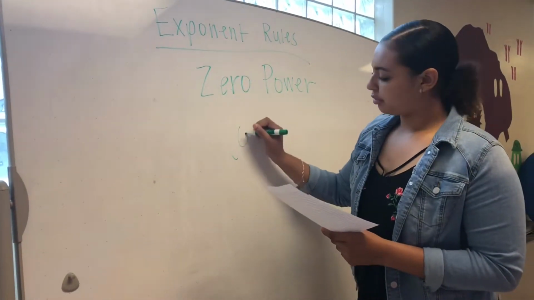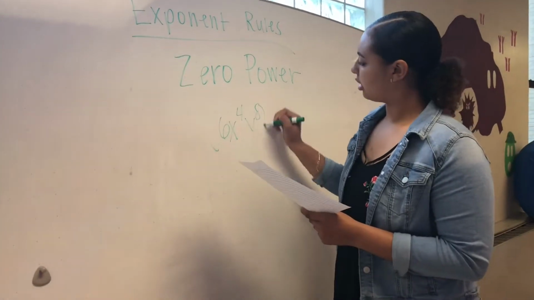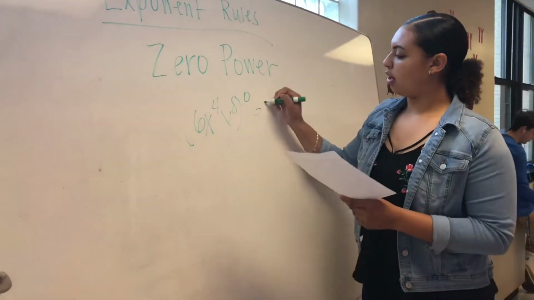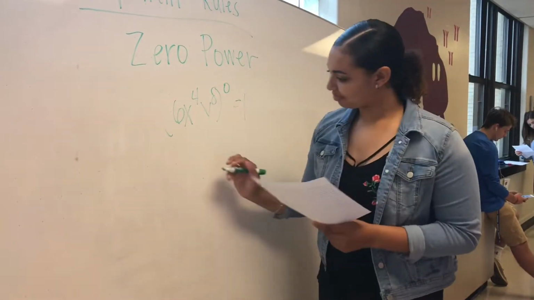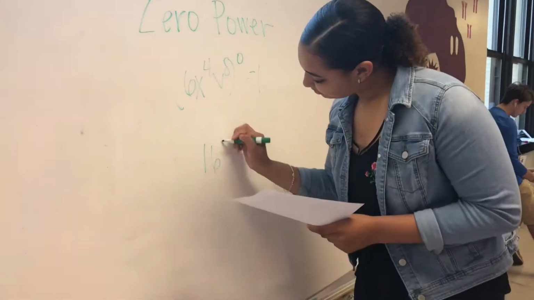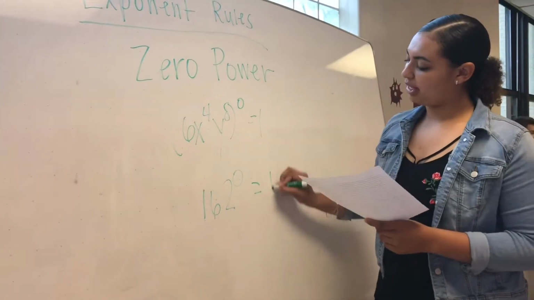And all you do is make the entire thing a 1. Again, here's another example. When it's 0 to the 0 power, you make it 1.